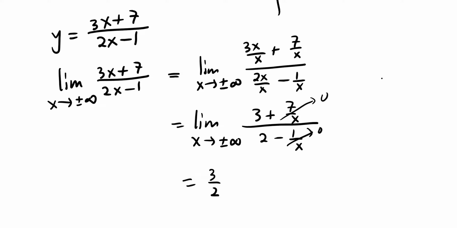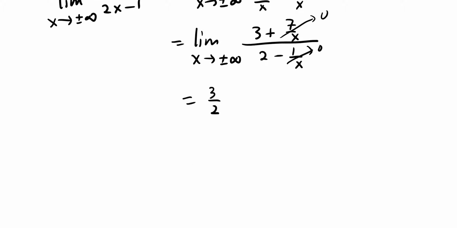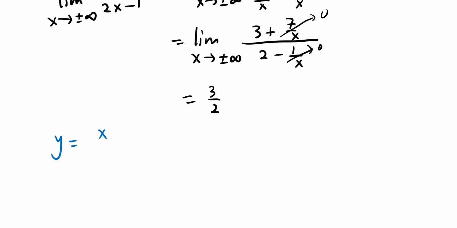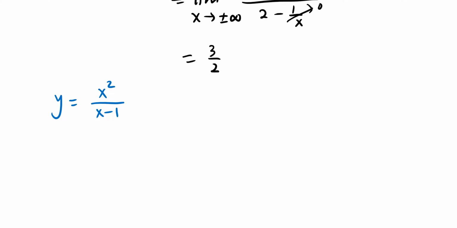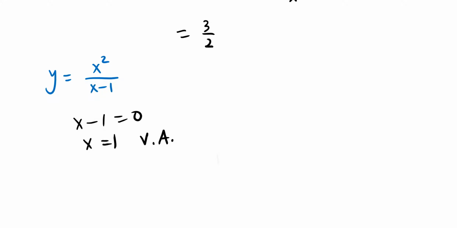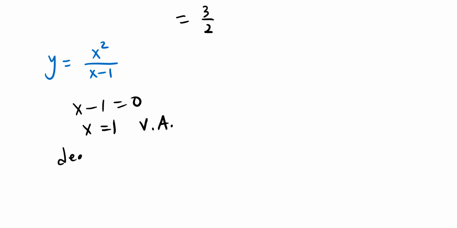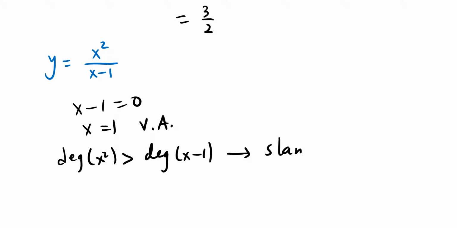If we try to look at a different example, say y equals x squared over x minus 1, the question is, how do we find the asymptotes for this? The first thing is the denominator equals 0, so x equals 1 is a vertical asymptote. x equals 1, vertical asymptote. And now notice the degree of the top, the degree of x squared, is bigger than the degree of the bottom one. So this means there's a slant asymptote.